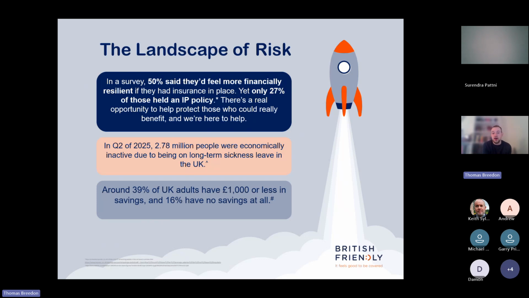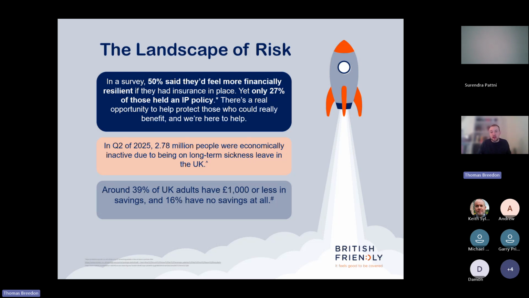In a survey that we did recently, we found that 50% said they'd feel much more financially resilient if they had insurance in place. Yet only 27% of those actually held an income protection policy. So there's a real opportunity to protect clients who may not really understand the policy, but know they need that protection. They feel comfortable that if they are off work due to being ill or injured, their family are protected, they keep the house, they keep food on the table, for example.